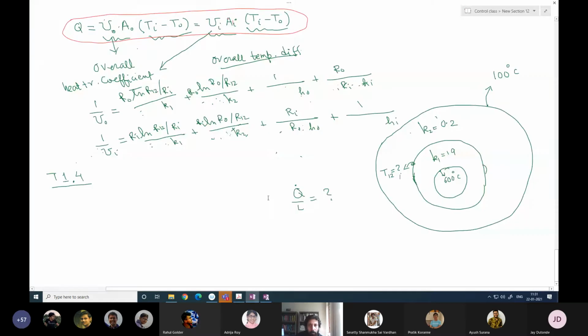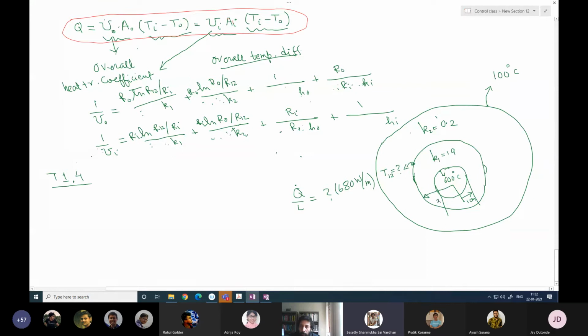Okay. So this comes to be 680 watt per meter. Sir, I'm still not able to understand how did we find R1, R2, R12? So these all dimensions are given. This is given as diameter 2 centimeter, right? So put everything in SI unit whenever you have the opportunity. So 2 centimeter inner diameter, so Ri is 1 centimeter.